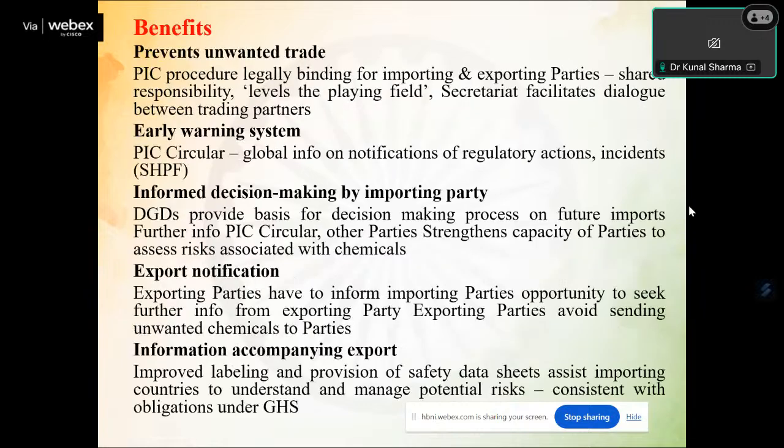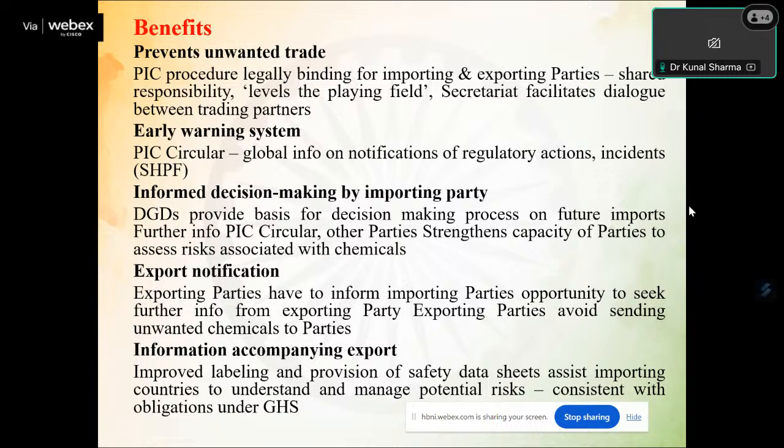What are the benefits of this convention? It prevents unwanted trade; this convention focuses on unwanted trade in chemicals. PIC procedures legally bind the importing and exporting parties, with shared responsibility, a level playing field, and a secretariat that facilitates dialogue between trading partners. This convention also includes an early warning system: PIC circulars, global information and notification of regulatory actions and incidents. SHPF is also there as an early warning. Then informed decision making by the importing party about dangerous chemicals provides a basis for decision making on future imports, further recorded in PIC circulars. It also strengthens the capacities of parties to assess risks associated with chemicals.